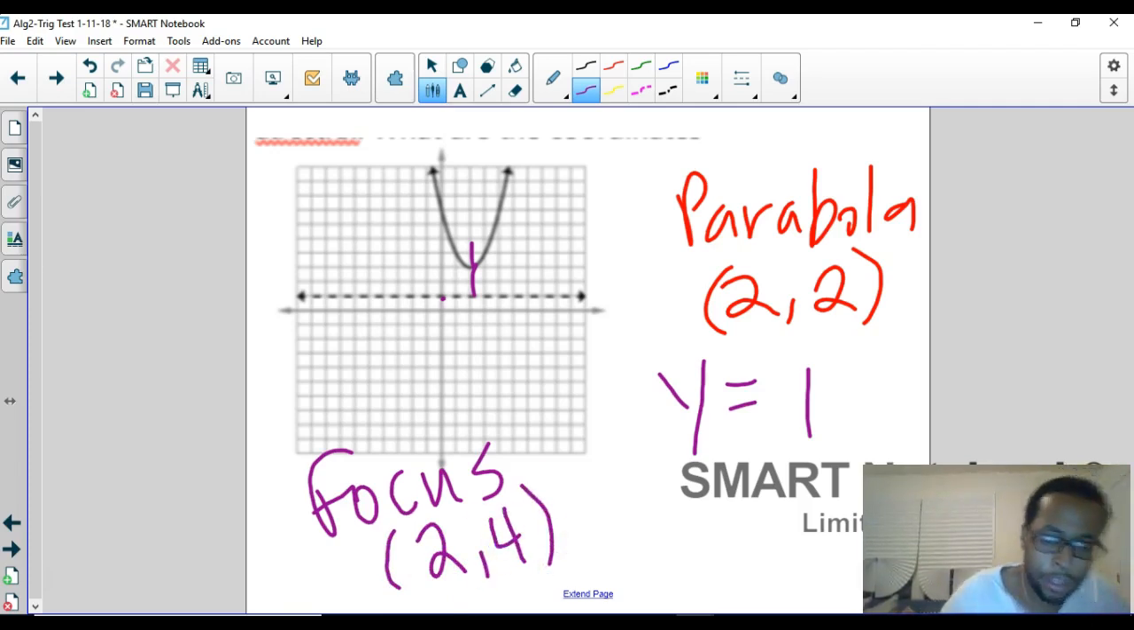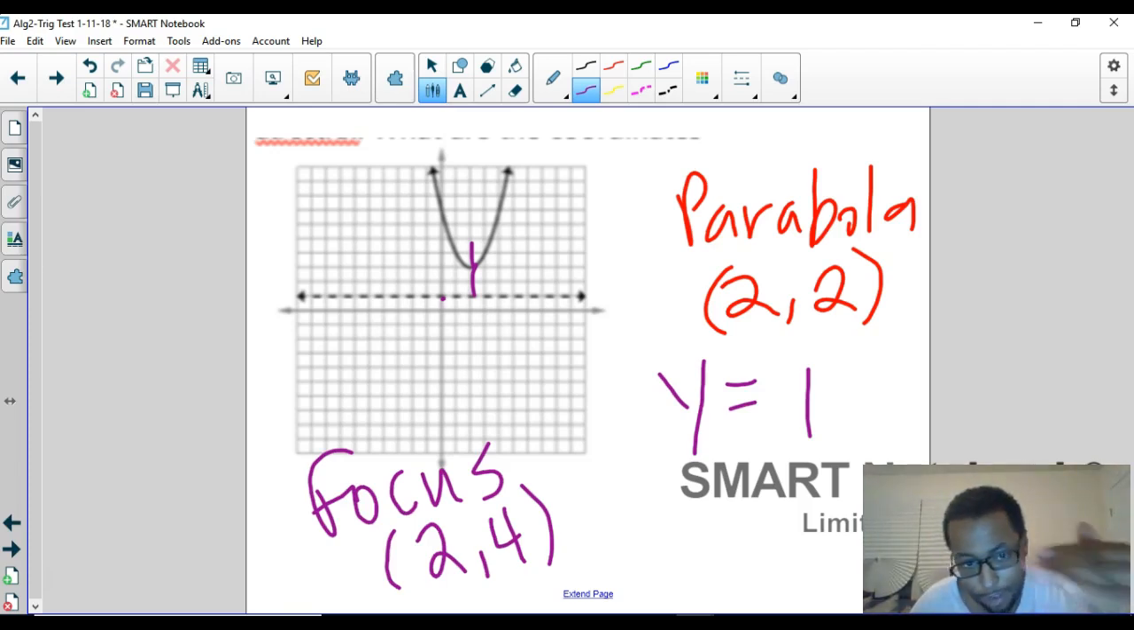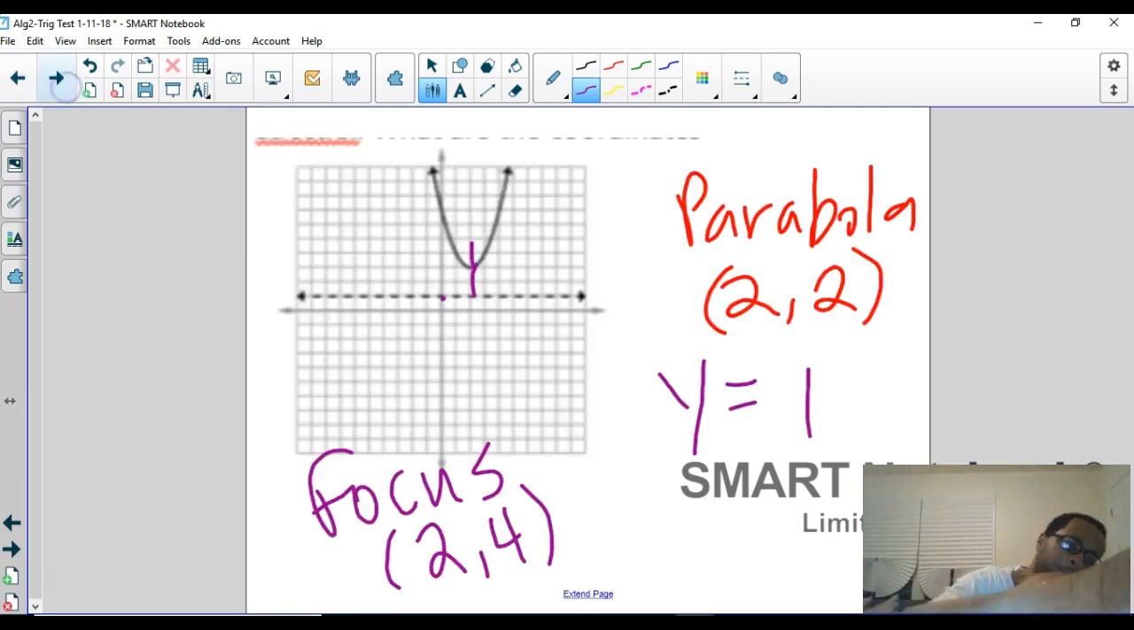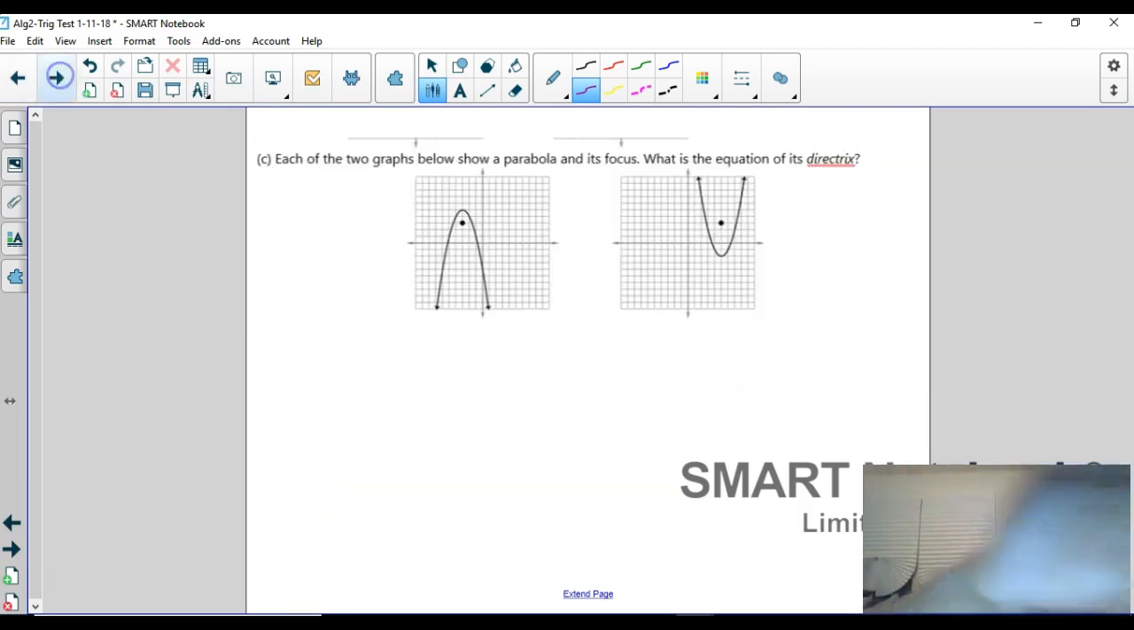Okay. That is how you find your parabola. That's how you find your focus. And guys, it's kind of the same idea. If I give you the focus and I give you the line, we know it's going to meet halfway. And that's how you find the focus between the two. Okay? We'll come back to this a little bit more because we have some more to go over.